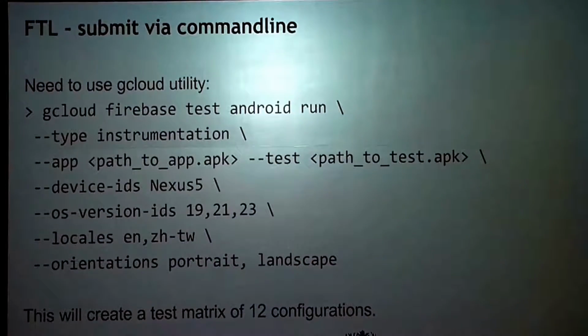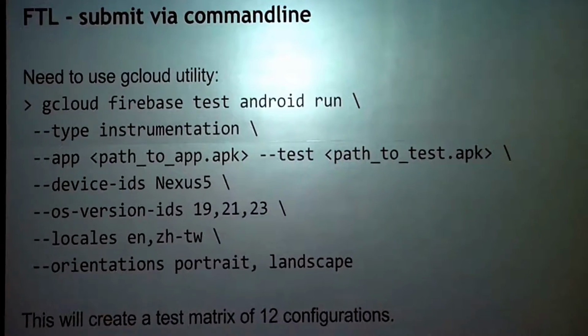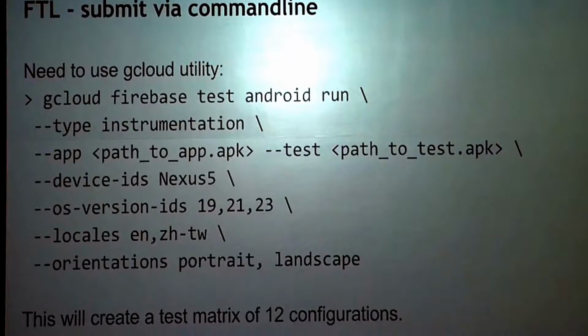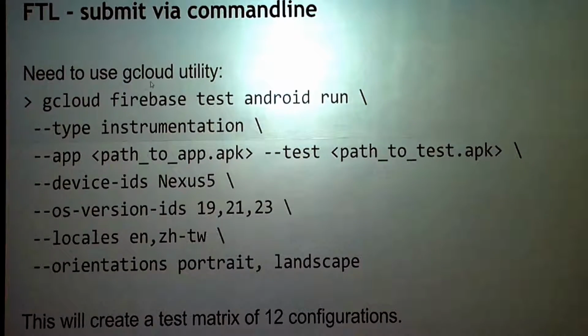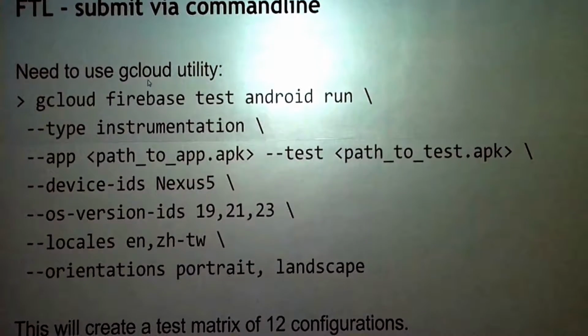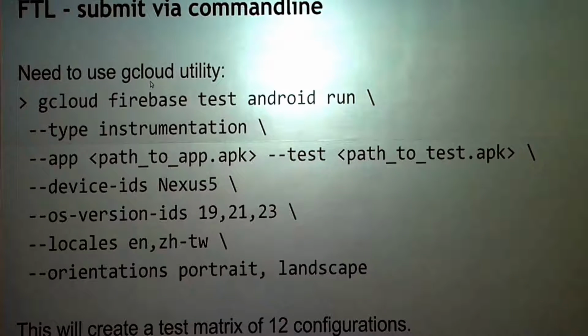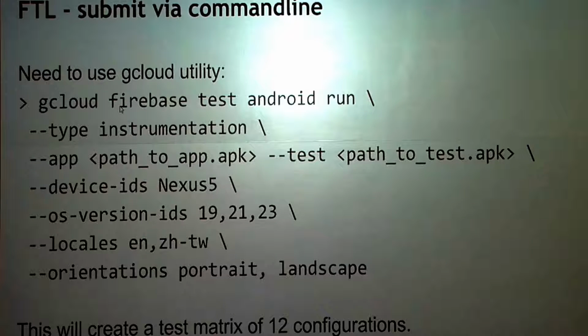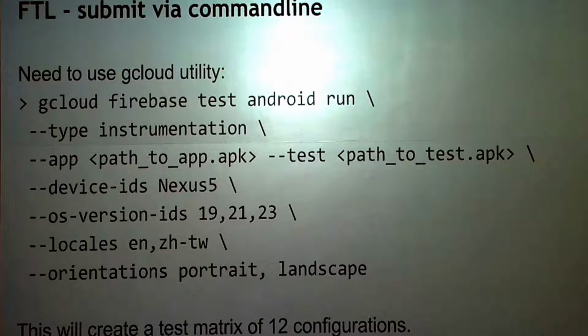And command line, because this is part of Google Cloud, so it used the G Cloud utility to submit the test. But they made some progress. Before it's G Cloud Beta test Android run. Now it's called G Cloud Firebase test run. So it has Firebase in there. So it's no longer that disconnected.